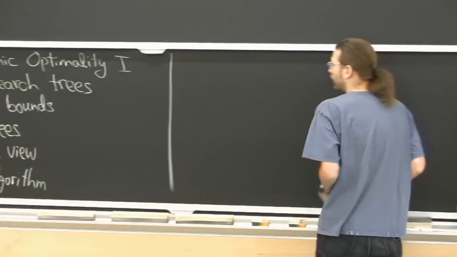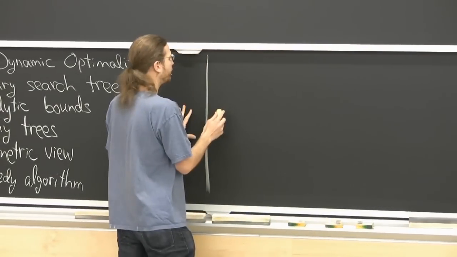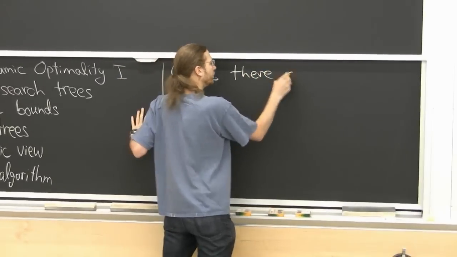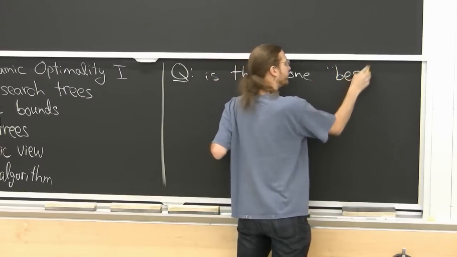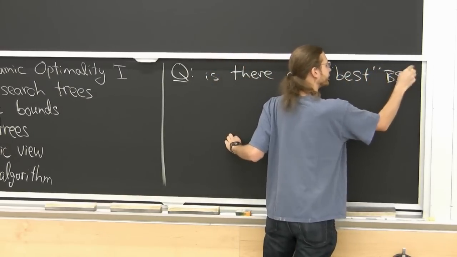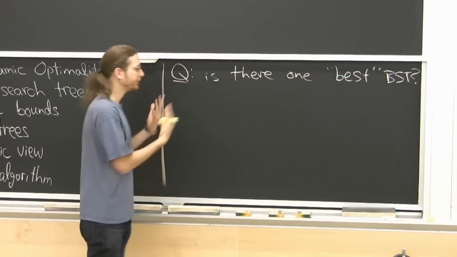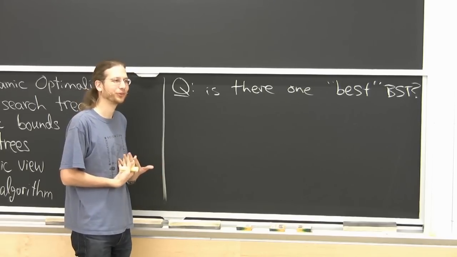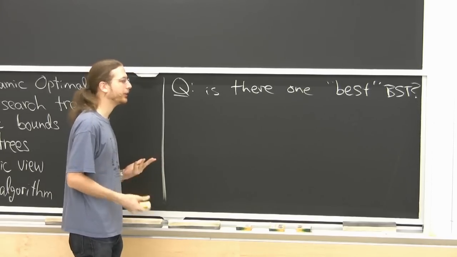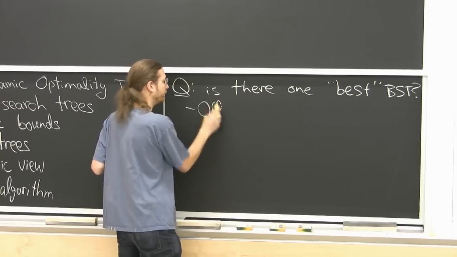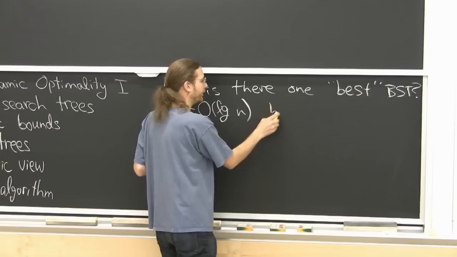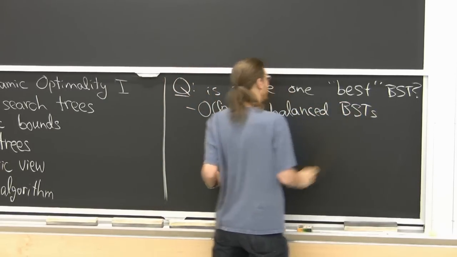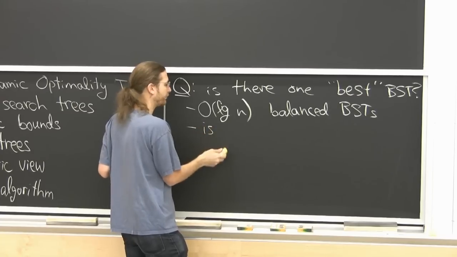Before I get to, well, the central question here is: is there one best binary search tree? It's a natural question because we use binary search trees all the time. Already in this class, probably every lecture we've used a binary search tree for something. And we all know how to do order log n balanced binary search trees. And the question becomes, is this the best you can do?